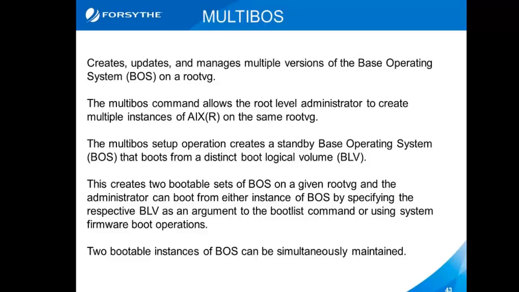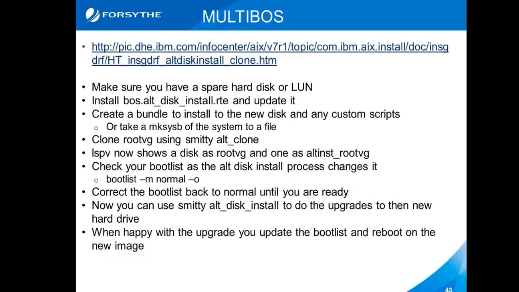But if you are doing internal disks, people do look at this. I have a link here. It's an older link, but it's on using alternate disk install clones. And again, like I just said, you have to have a spare hard drive or LUN. You will need to install the bos.alt_disk_install.rte and make sure it's updated to the latest service pack, and then you're going to basically create bundles to install, etc.